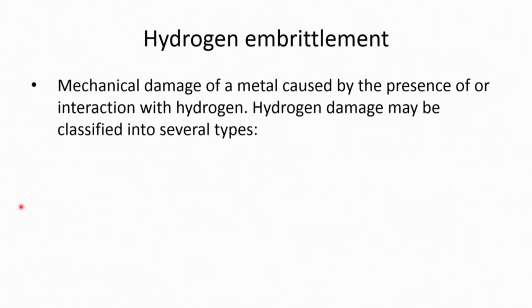Second type of problem is hydrogen embrittlement. Hydrogen embrittlement is a phenomenon which occurs in an environment where there is presence of hydrogen.